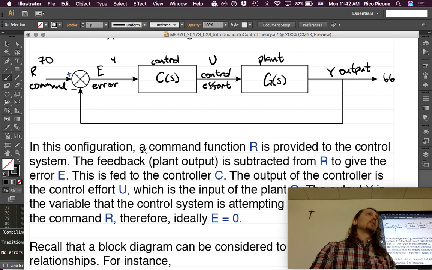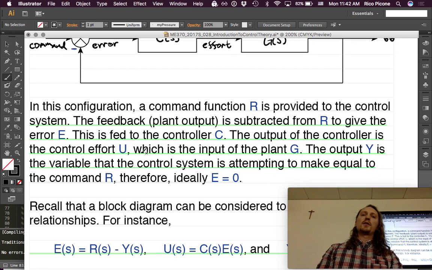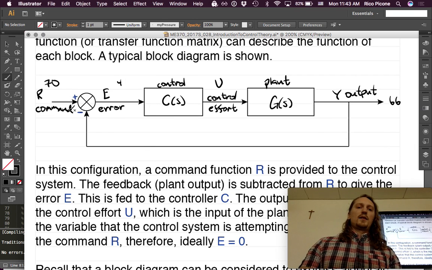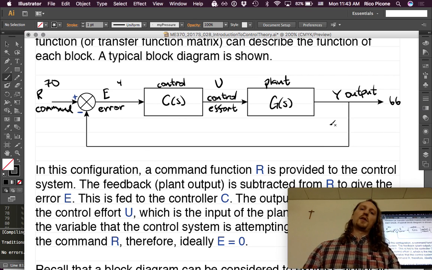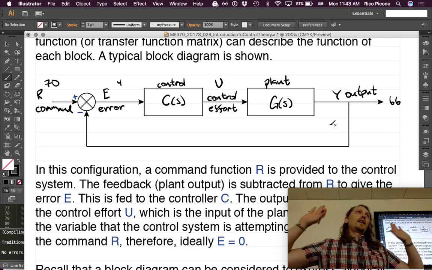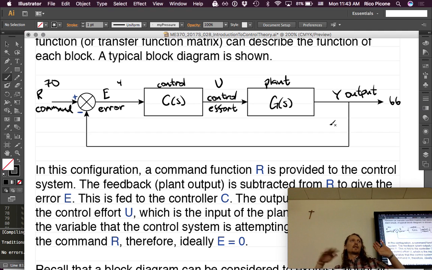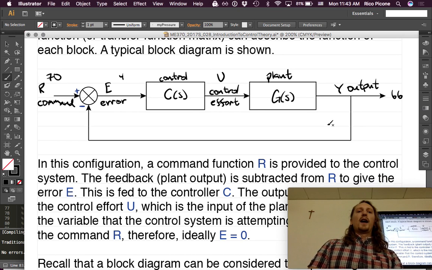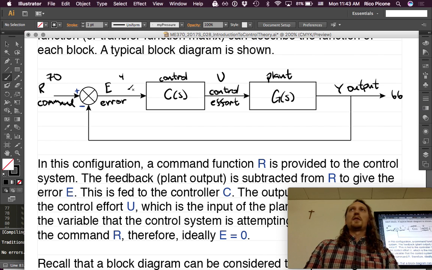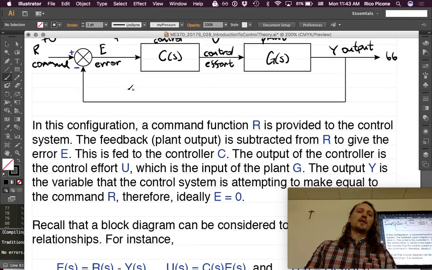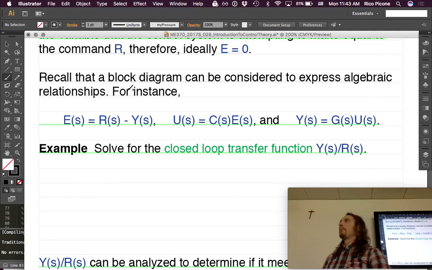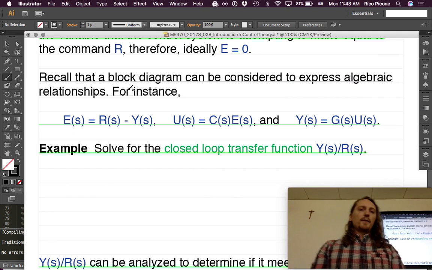So in this configuration, a command function R is provided, right? And we compare that to the actual output. You have the error, goes through the controller. Control effort goes into the plant, which goes to your output. So this is a constantly updating cycle. Now, ideally our error is 0, of course, and what we're doing when we're designing control systems is we're trying to make that error 0 or as small as we need it to be, and as a function of time, of course, it has some response, so we have to choose our controller accordingly.